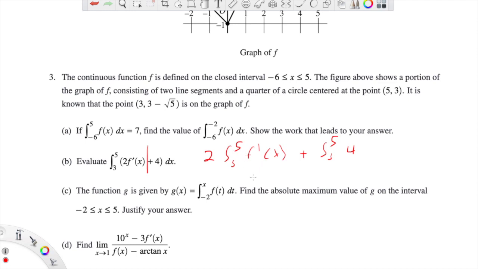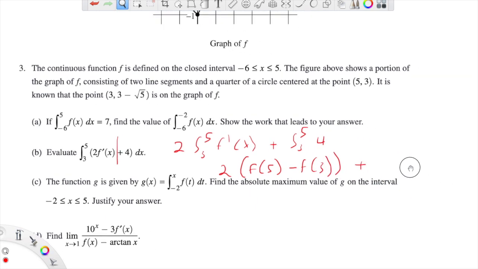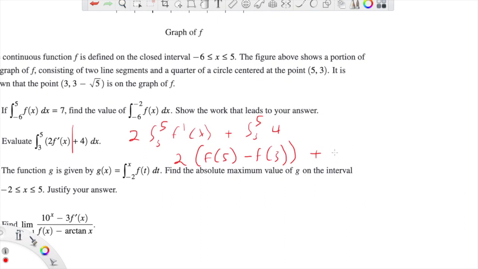And so for this, we're going to get 2 times the integral of f prime of x, which is going to be f of x, right? The integral of the derivative of a function is just the function. So it's going to be f of 5 minus f of 3. And then that's going to be plus the integral of 4, which is 4x. So it's going to be 4 times 5 minus 4 times 3.